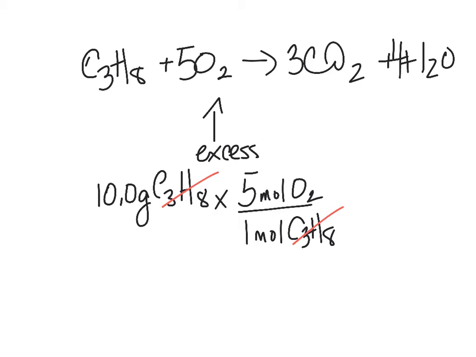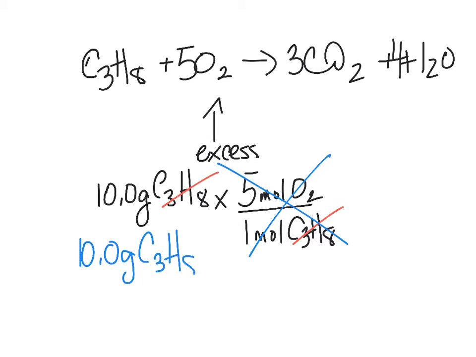What do you have to have? You got to go from grams to moles. So, not good. So 10 grams of propane. What is the molar mass of propane? 36 and 8 is 44, right? 44 per 1 mole.